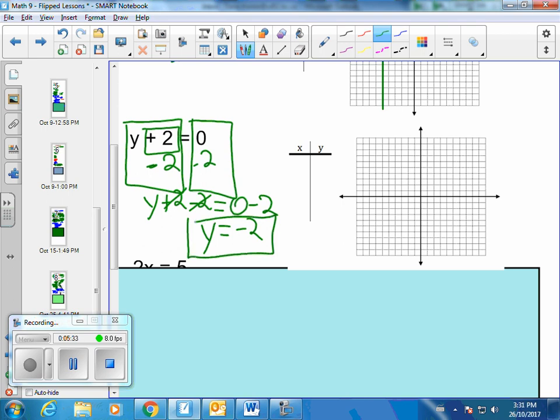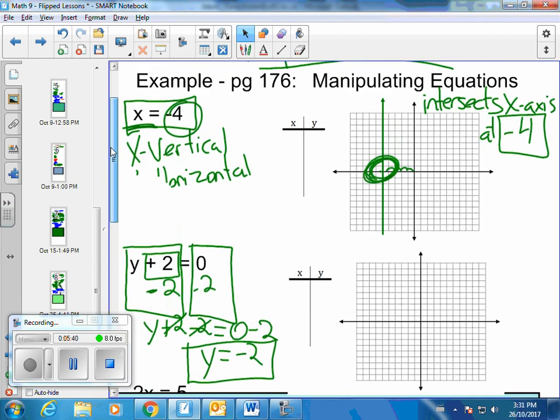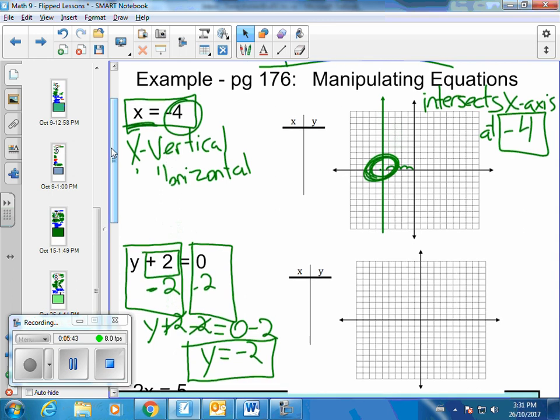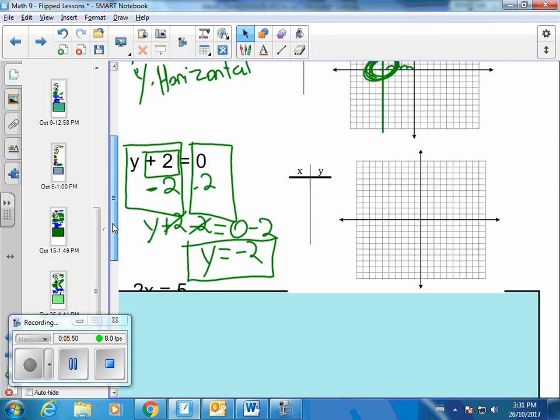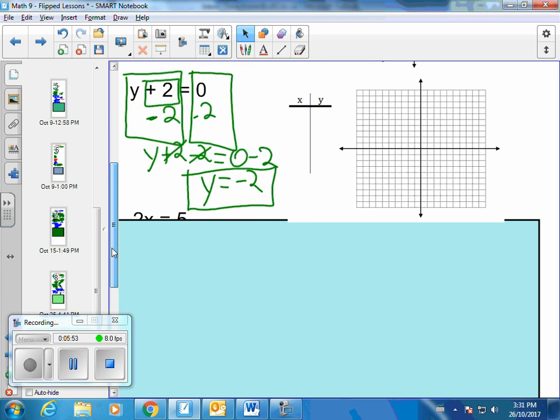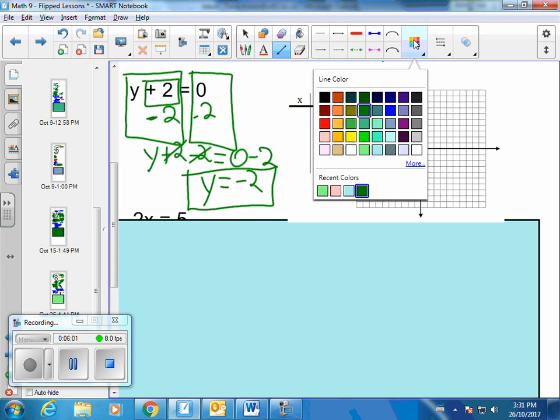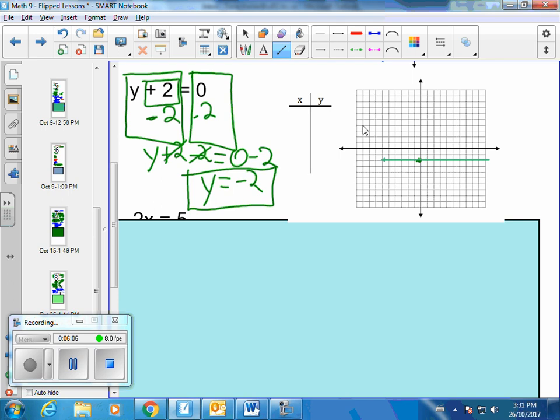Just like the last equation, anytime I have a single variable that equals a number, I'm going to have a perfectly straight line. Oh, I forgot to put my y here. My x is my vertical lines, and I know therefore that my y is going to be a horizontal line that intersects at negative 2. Right, so I can go in here, take my green line again, and draw a line straight through negative 2.